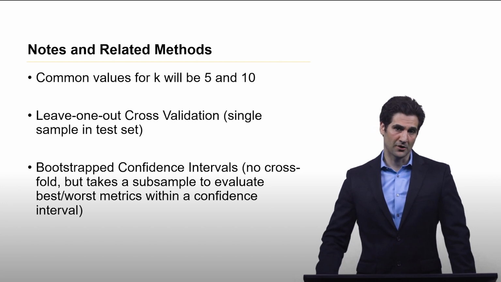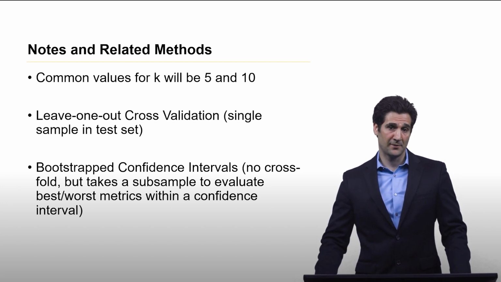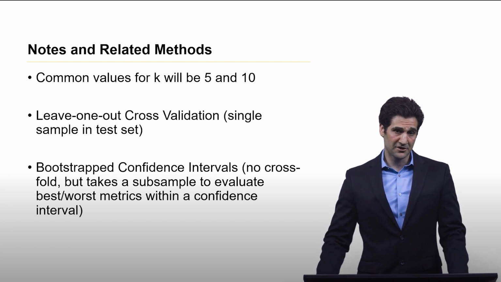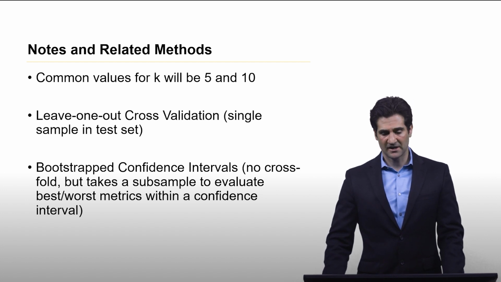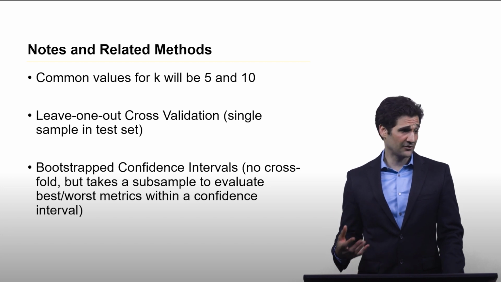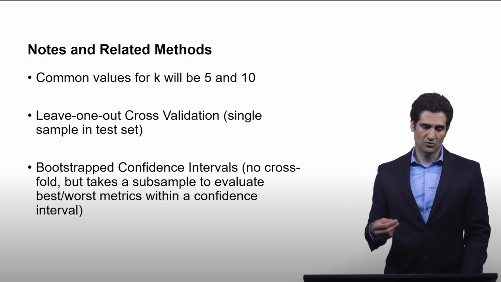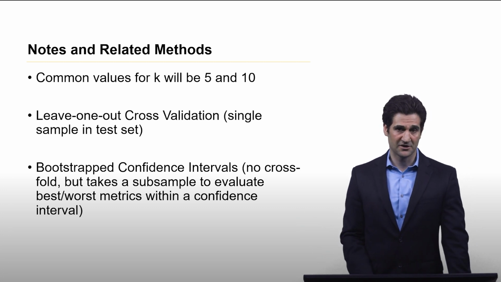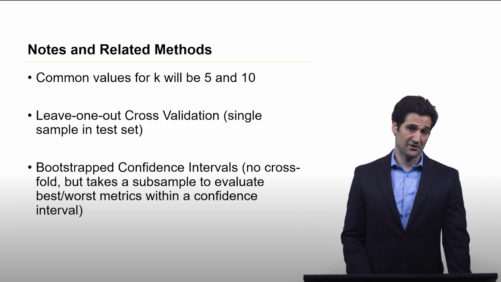An alternative approach would be to look at what's called bootstrap confidence intervals. And here, you have to carefully select just one split for training and testing. And then when you test the data, you take subsamples of the test set and you look at the performance score within, say, the 95% confidence interval of evaluations on those subsamples.